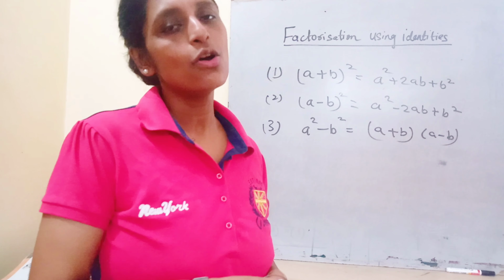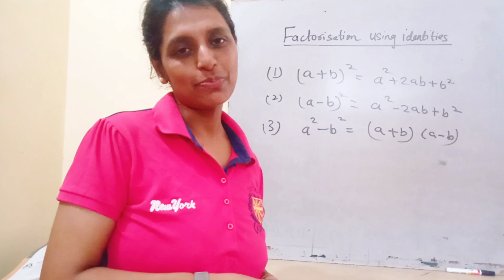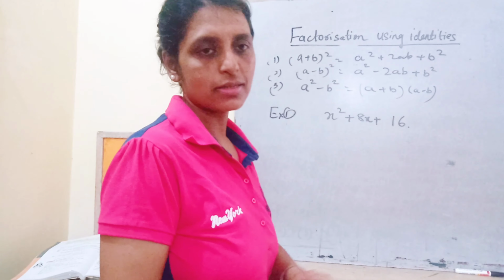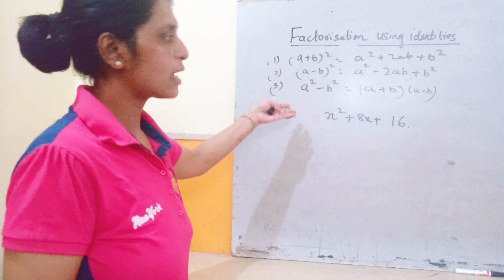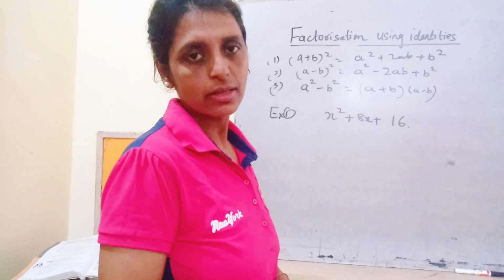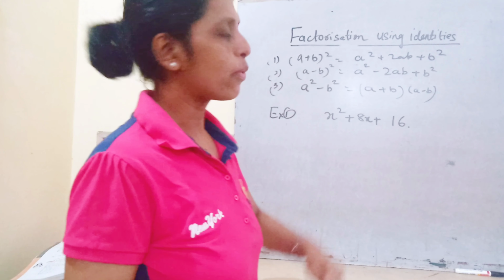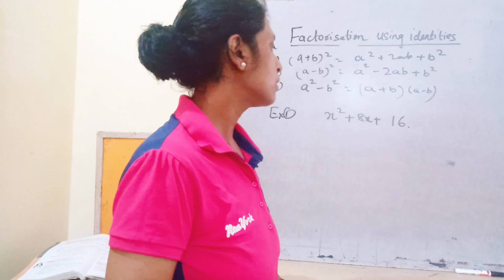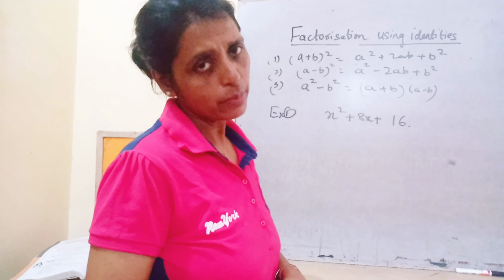in order to factorize or to find the factors of algebraic expressions. I am taking one example, x square plus 8x plus 16. Okay, one by one I am going to tell you how you can use these identities in order to factorize the algebraic expressions. So my first example is x square plus 8x plus 16. Okay, so it is a trinomial and we are going to see how we can factorize this algebraic expression.